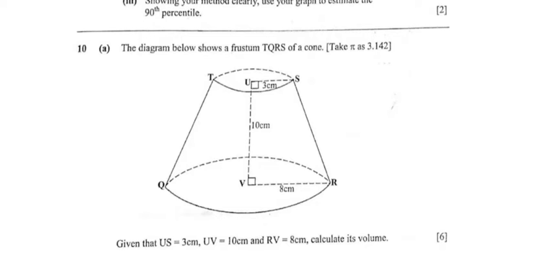Given that US is equal to 3 centimeters, UV is equal to 10 centimeters, and RV is equal to 8 centimeters, calculate its volume. So here is the answer for this question. To calculate the volume of the frustum, we are going to imagine that this here is a cone. For that, we need to come up with a vertex on top that will join the points T, U, and S. So this will be done as follows.